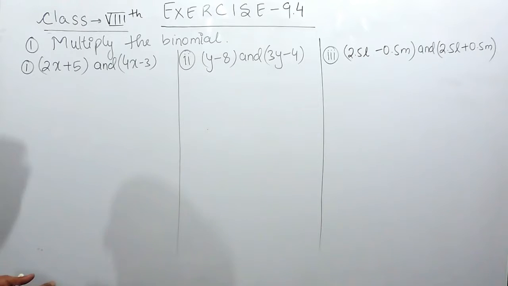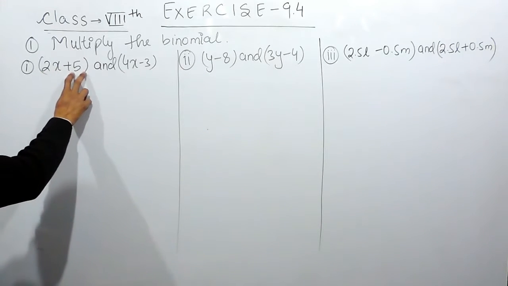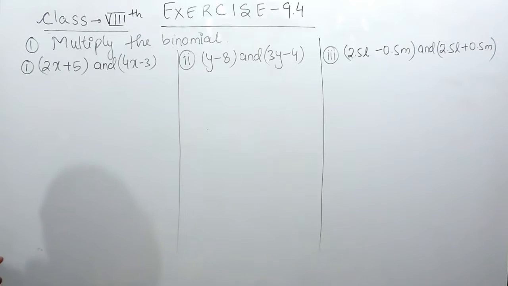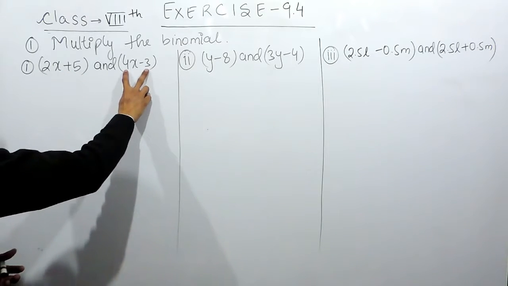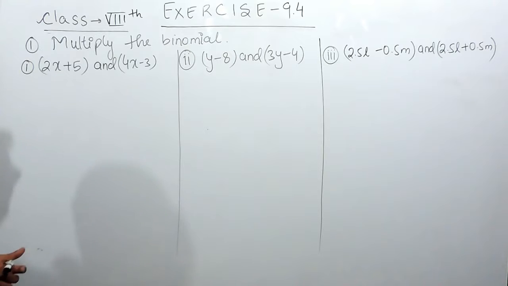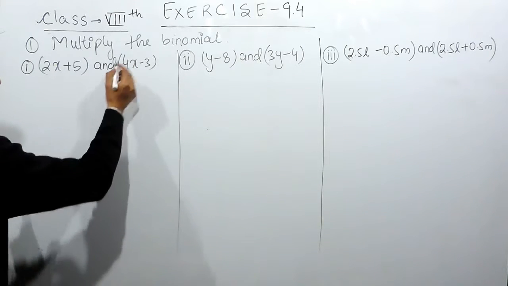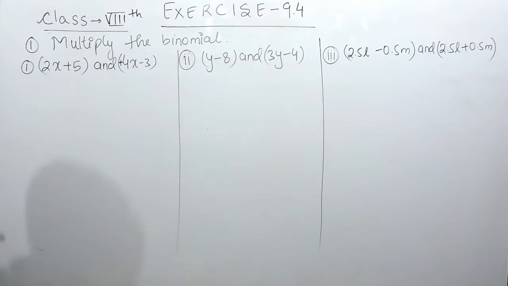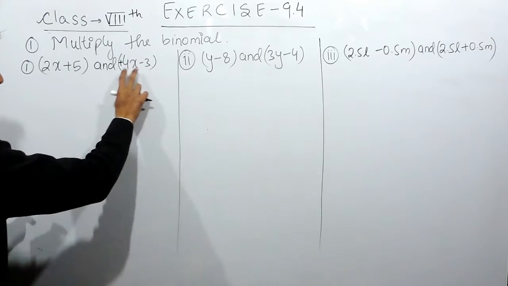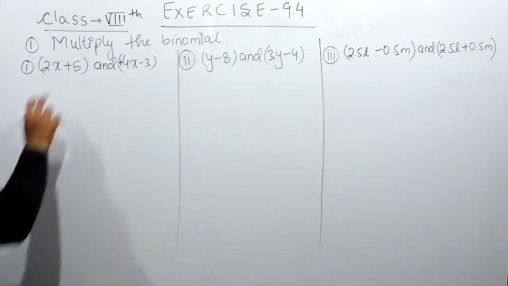I have already told you the terms are differentiated by the signs. Means if you want to check how many terms are there in this expression, we count the number of signs. So this is the first sign, negative, and here it is not written, so we consider this as positive. So there are two terms. Similarly here also there are two terms.